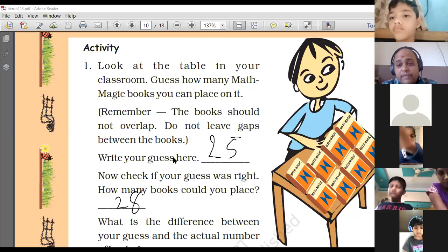Now someone might say, sir, I don't have a dining table or a reading table or a coffee table. Well, I'm sure you would have your bed, so you can try it with your bed also. You can try it with the sitting portion of your sofa, that also can be done. But I want you to do this, and if you need help, you can take help from your parents.